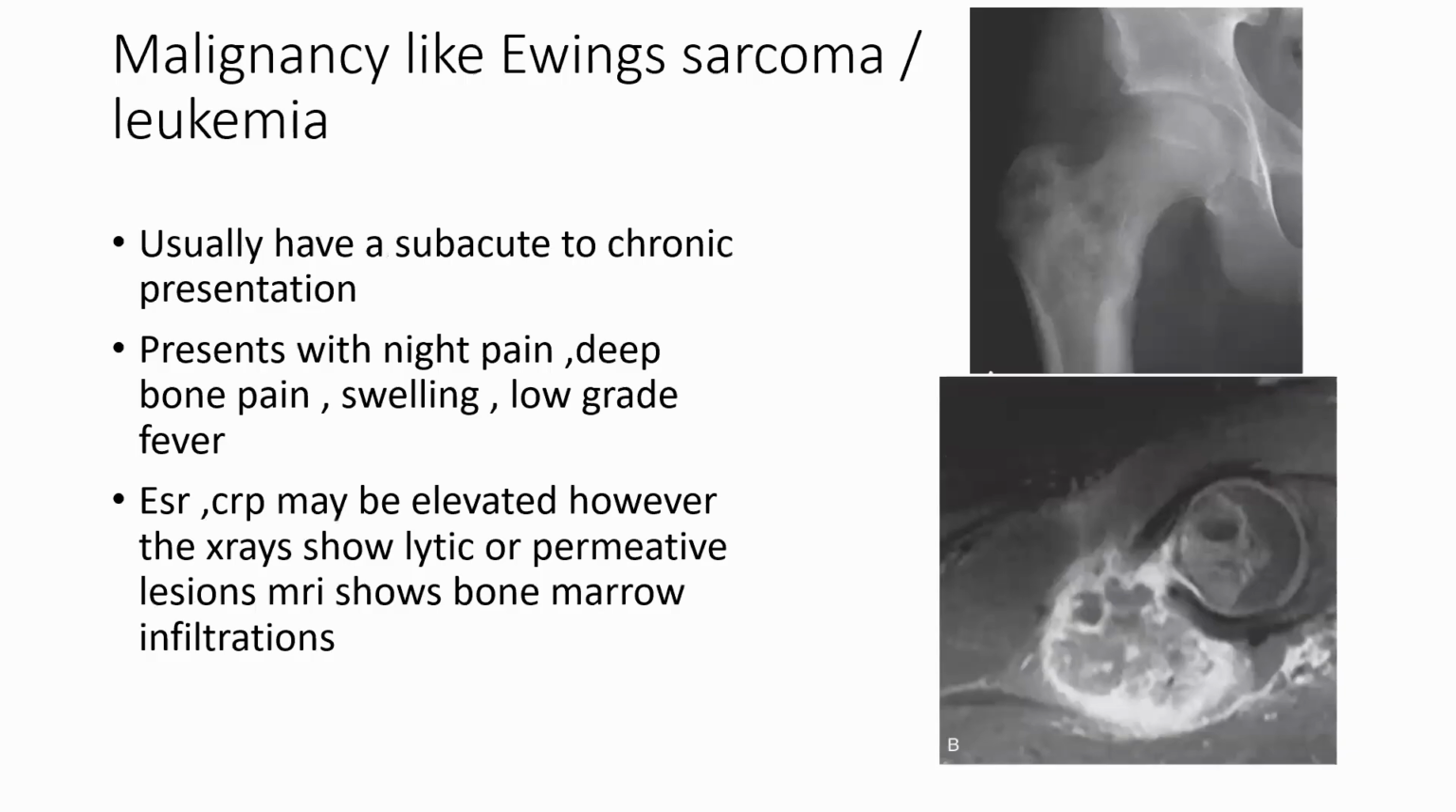And the second one is malignancies like Ewing's sarcoma or leukemia. They usually have a subacute to chronic presentation. They present with night pain, deep bone pain, swelling, low-grade fever. The ESR and CRP may be elevated. However, the X-ray shows lytic or permeative lesions, and MRI usually shows bone marrow infiltration.